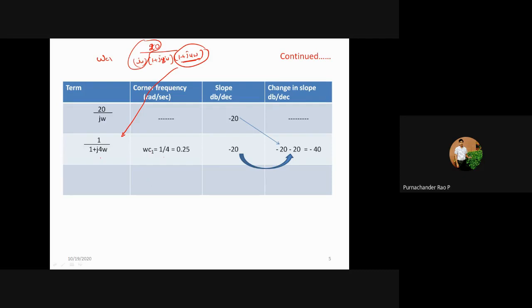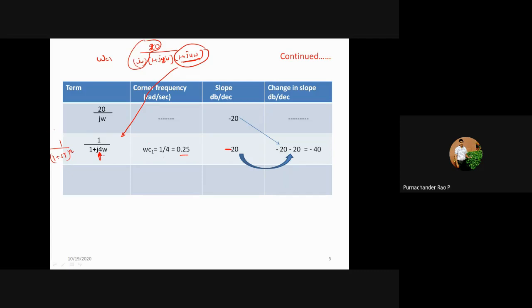After taking this, what is the corner frequency for this? This is 1 by 4, so it is going to be 0.25 as the corner frequency. Then just remember again, 1 by (1 plus s into t) or t power n is the denominator value. So this is in the denominator, therefore your slope is going to be minus.